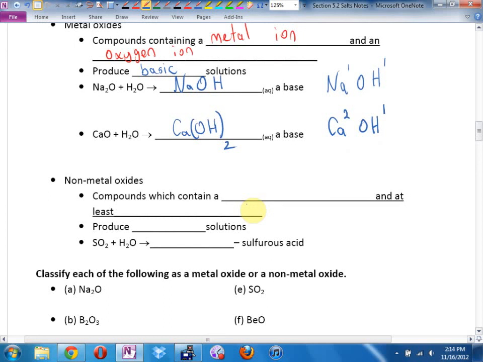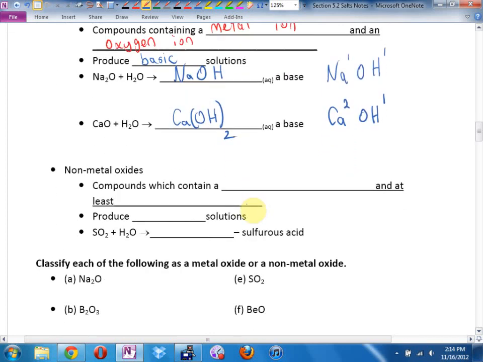Okay, lots of new stuff, but I'm trying to show you that you can get a lot of it, Amy, from the vocabulary, from the words. Oxide contains oxygen. Metal oxide, better be a metal in an oxide. What are the metals? That's from last unit, the left side of your periodic table. Oh, non-metal oxides. These are compounds which contain a, what do you think? Non-metal. And at least 1 oxygen. Often they'll contain more than 1 oxygen.